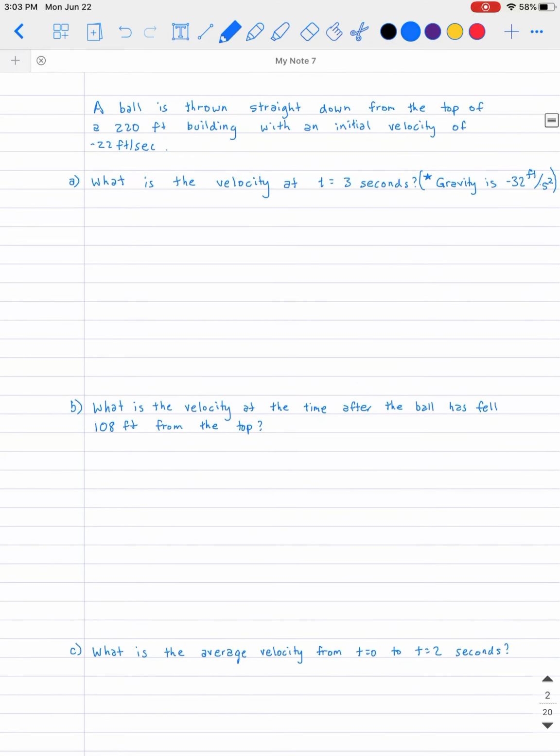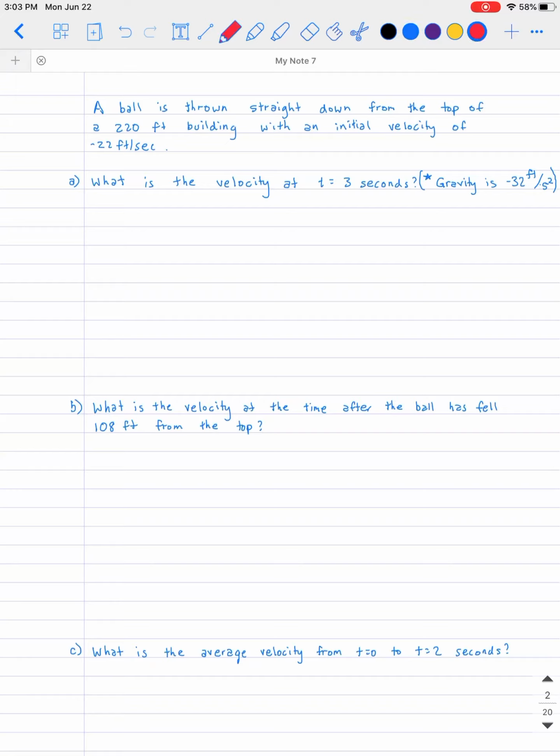First, we have a ball that is thrown straight down from the top of a 220 feet building with an initial velocity of negative 22 feet per second. I want to know, first of all, what is the velocity at t equals 3? What I gave on the side is that gravity is negative 32 feet per second squared. The reason I give that is we have to have something to begin all of this.